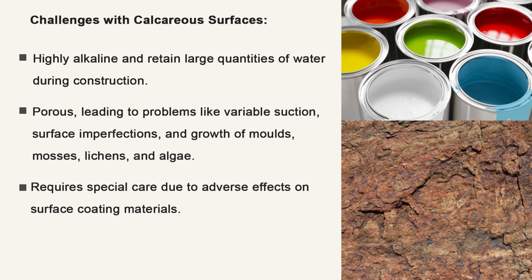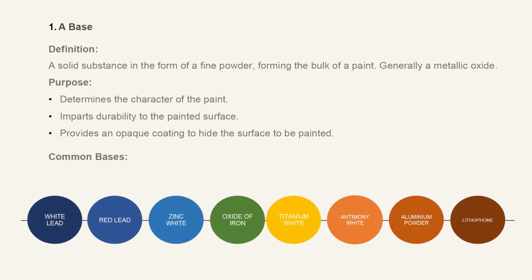With this background, let us learn the main ingredients that make up your paint. A paint generally is made up of the following constituents: a base, a dryer, a solvent or thinner, a vehicle or carrier, and a coloring pigment. Let us see one by one.